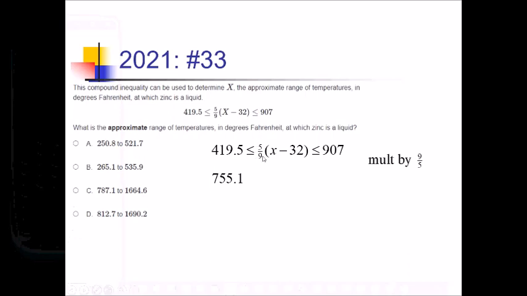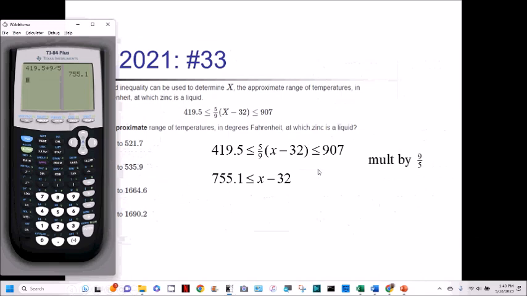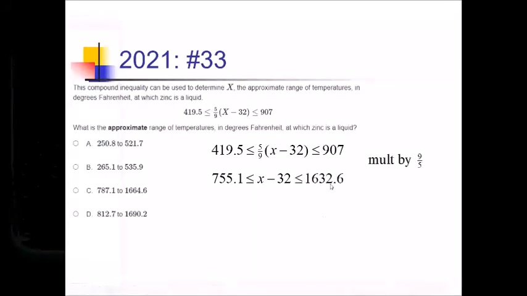9/5 times the 5/9 here is going to cancel, so I'm just going to have x minus 32 in between there. And now I have to do 9/5 times 907. So let me do 907 times 9 divided by 5, which gives me 1632.6. All right, now to get x by itself, I also have to get rid of this minus 32, which I can do by adding 32 to all three places. And again, I'm not multiplying or dividing by a negative, so I don't have to reverse any inequalities.